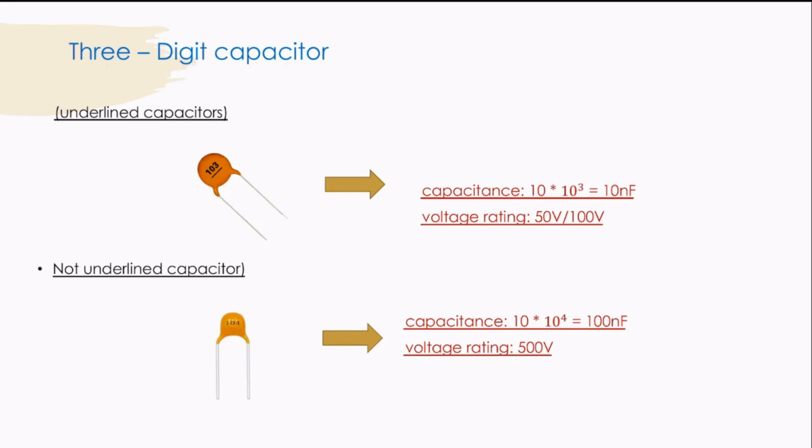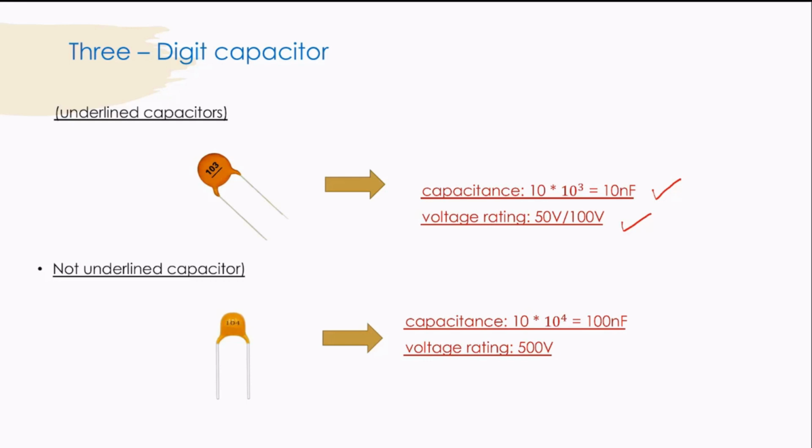Next is the 3-digit capacitor. In the same way as the 2-digit capacitor, the 3-digit capacitors also have underlined and not underlined capacitors. Now coming to the underlined capacitor, if you see here, the capacitor has 3 digits: 1, 0, 3. The first 2 digits represent a value and the third digit represents a multiplier. Hence the value of the capacitance is 10 nanofarad and the voltage rating for the underlined capacitor is 50 volts or 100 volts.